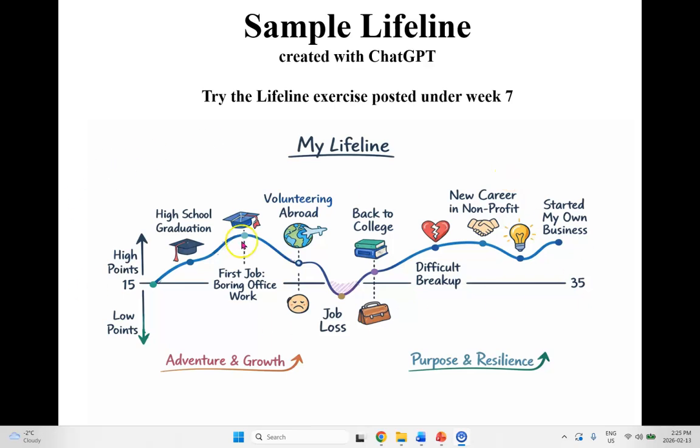And by the way, this is not my lifeline. This is one that I just created. Asked ChatGPT to create one for me. So that's an example. And it doesn't have to be this colorful with little pictures on it. You can just draw a line and then just put the text in there to indicate the different key points in your life.